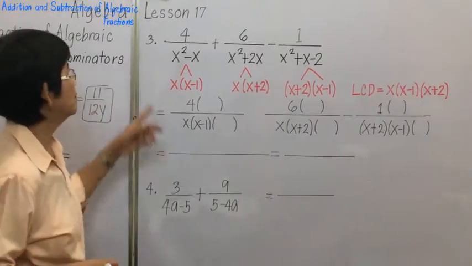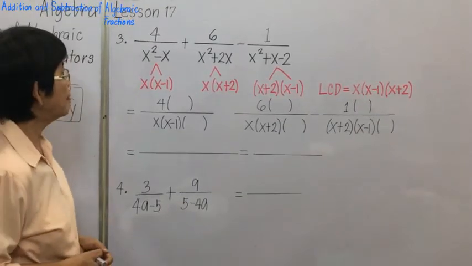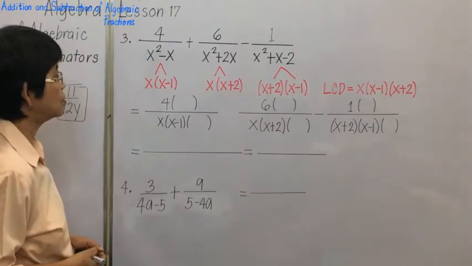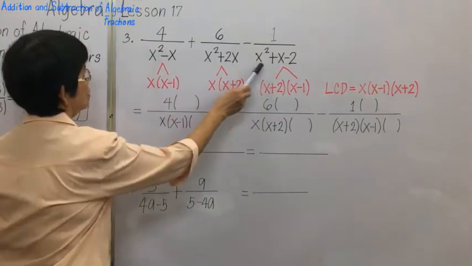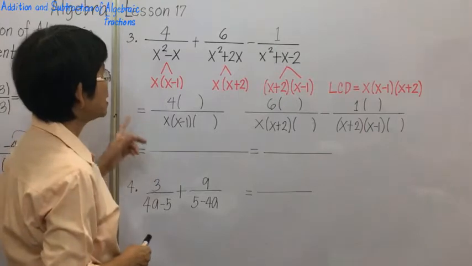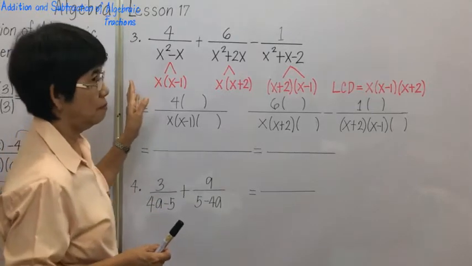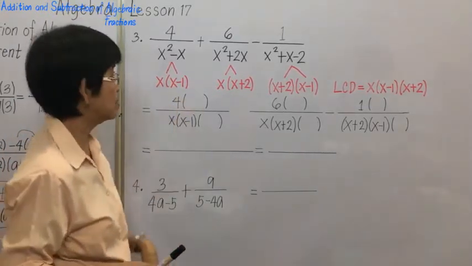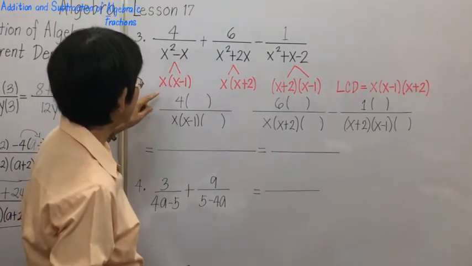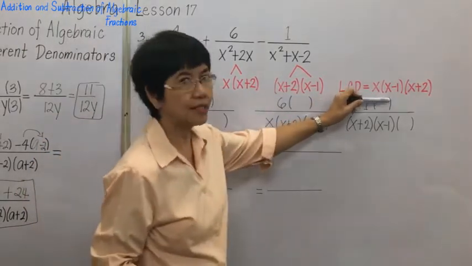Next, we have 4 over x squared minus x plus 6 over x squared plus 2x minus 1 over x squared plus x minus 2. We factor each of the factorable denominators. Then we get the LCD. We will get a representative of each of the factors because there are no powers. So we just have a representative for x, x minus 1, and x plus 2. And this is our LCD.